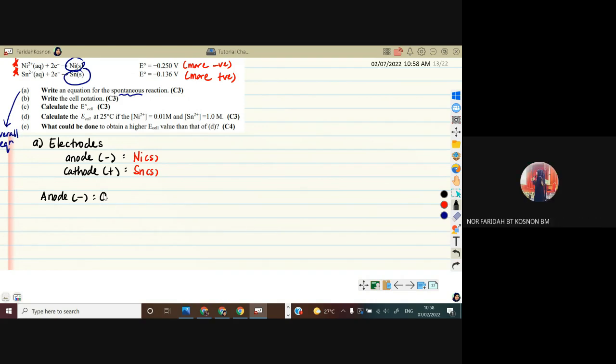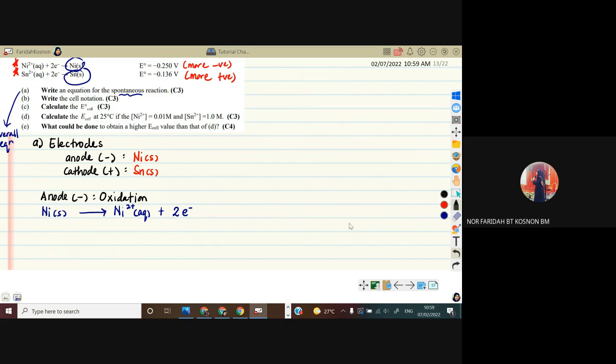Oxidation. Okay, good. Students should be able to write the half-cell equation at the anode. So what happened? Saya tulis kat bawah ni, nickel solid undergoes oxidation by removing electrons. Saya letak dulu kat sini electrons, dan dia akan form nickel ion, Ni2+ aqueous. So overall charges ni sebelah kiri dengan sebelah kanan mesti sama. So that's why kat sini dia akan remove 2 moles of electrons.